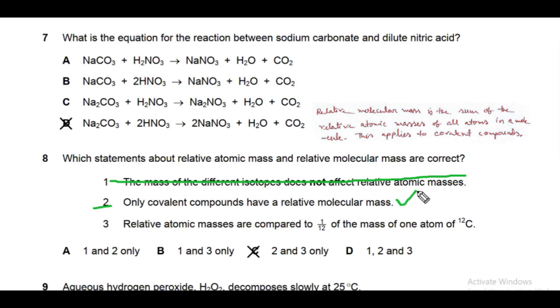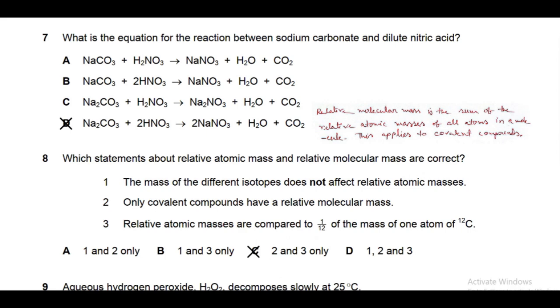2. Only covalent compounds have a relative molecular mass. Yes, this is true. Relative molecular mass is only applicable for covalent compounds. And 3, this is true. Relative atomic masses are compared to 1/12 of the mass of one atom of carbon 12. This is the definition of relative atomic mass: the average mass of one atom compared to 1/12 the mass of carbon 12. 2 and 3 is the right answer. So C is the correct answer.